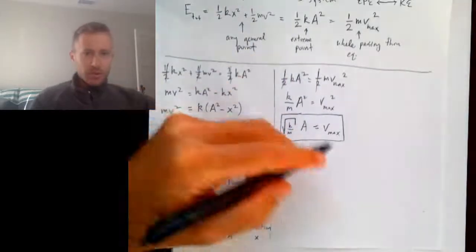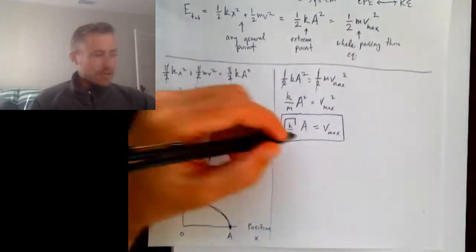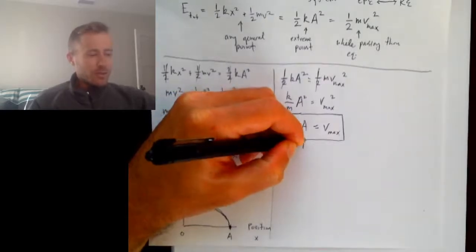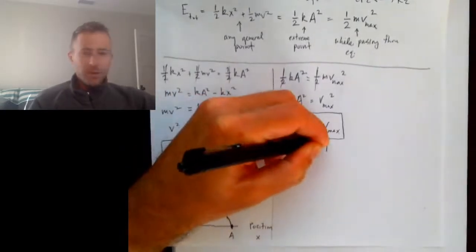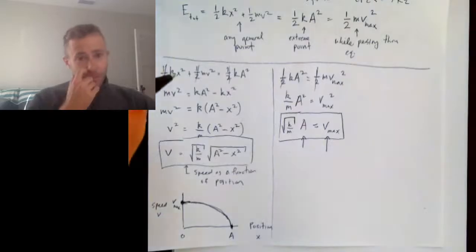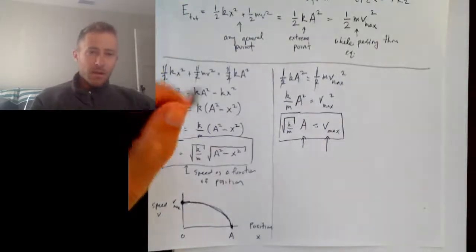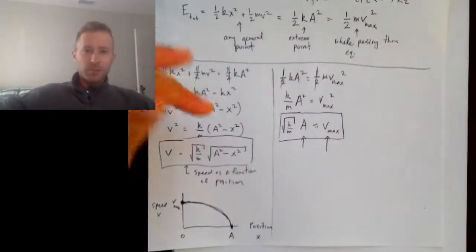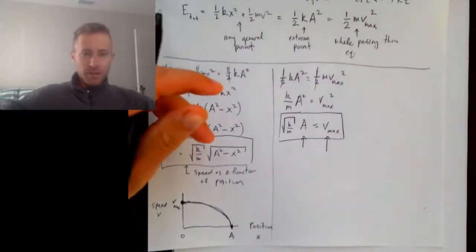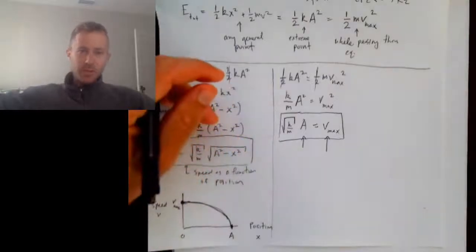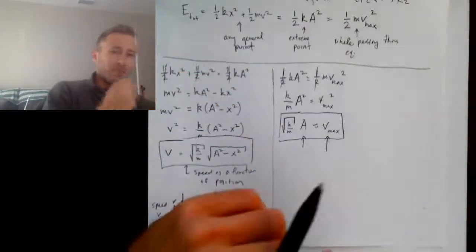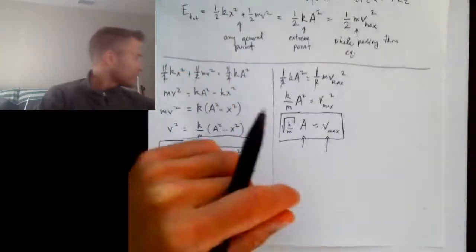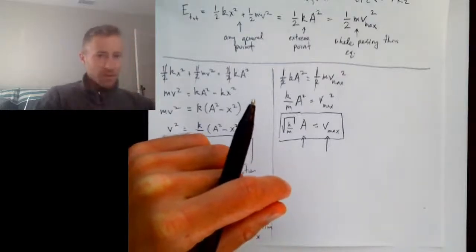So basically what this equation says is that the bigger the amplitude is, the faster you're going to be going as you pass through equilibrium. Okay? That makes perfect sense. You're pulling the mass further from equilibrium. That spring is being stretched more. So it's storing more elastic potential energy. So when you get to equilibrium, you have that much more kinetic energy. Okay?